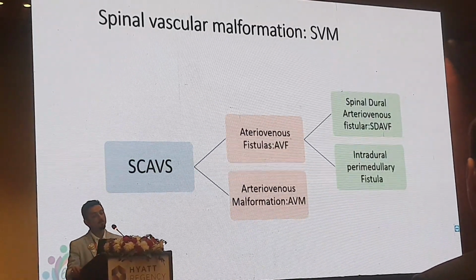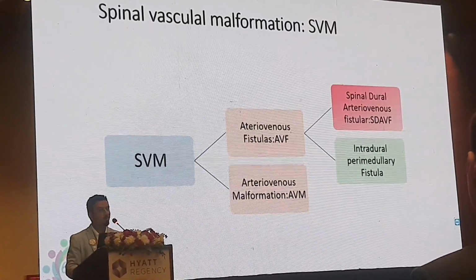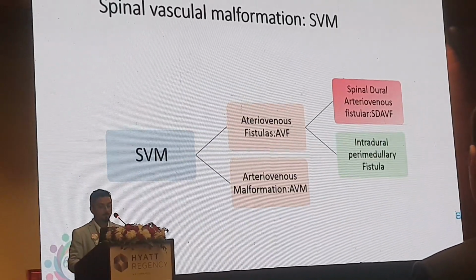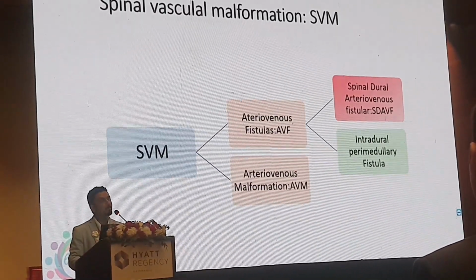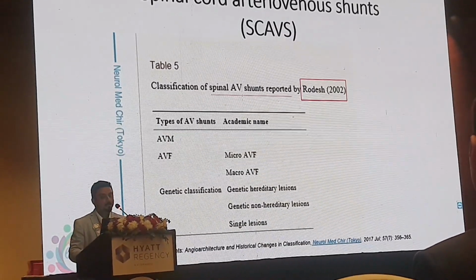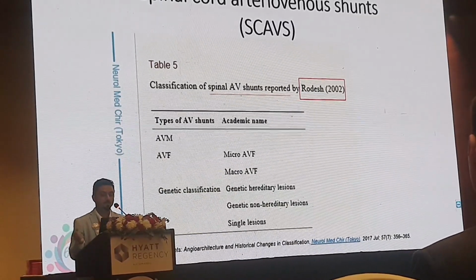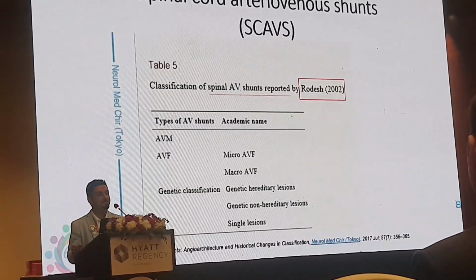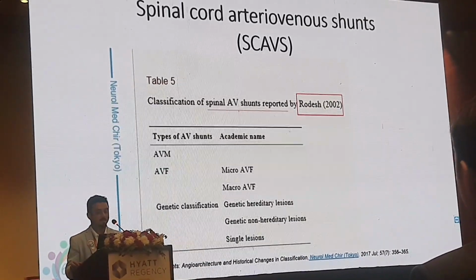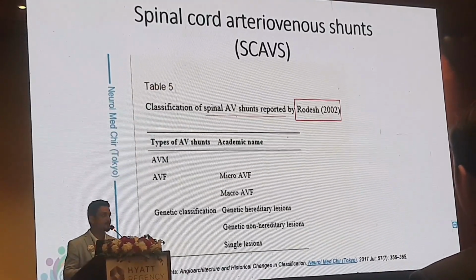When we talk about spinal vascular shunts, either they are fistulas or malformations. And fistulas are either dural AV fistula or intradural. And it's always good to have this Rodesch classification in mind, because this helps in managing the patients in a holistic approach. I will come to this classification later.